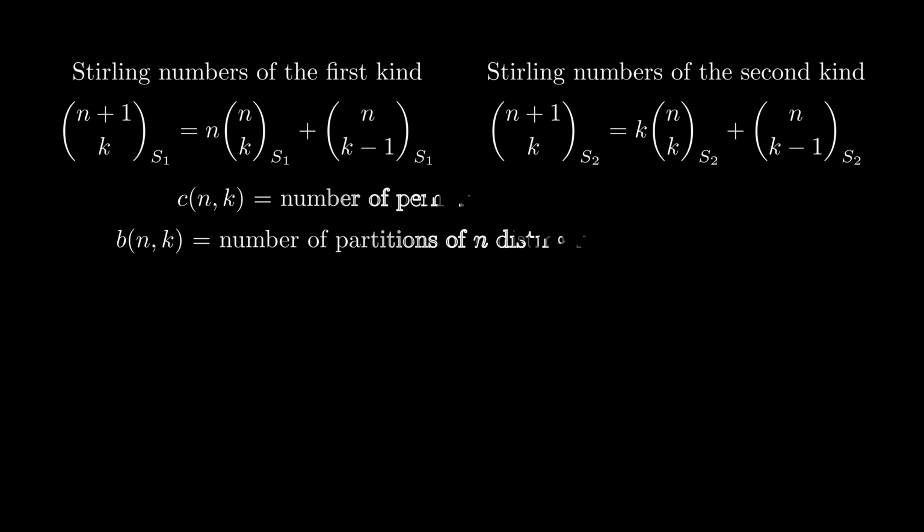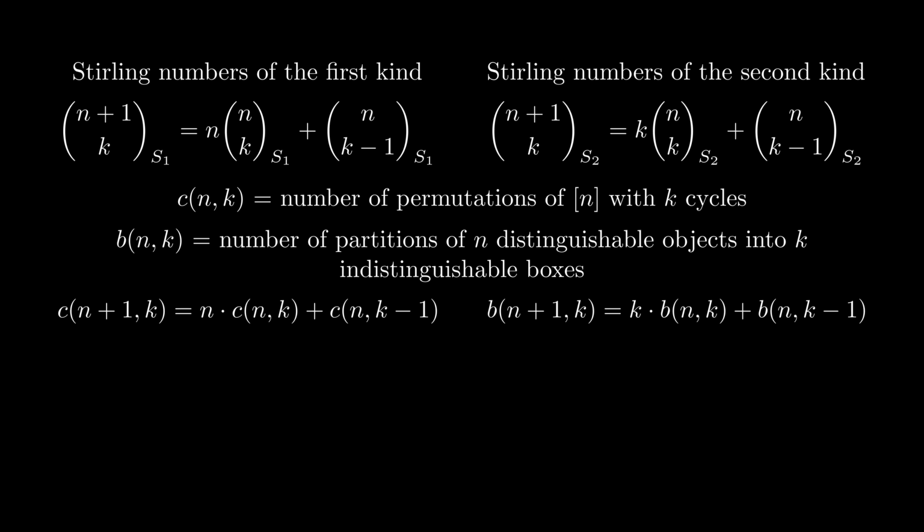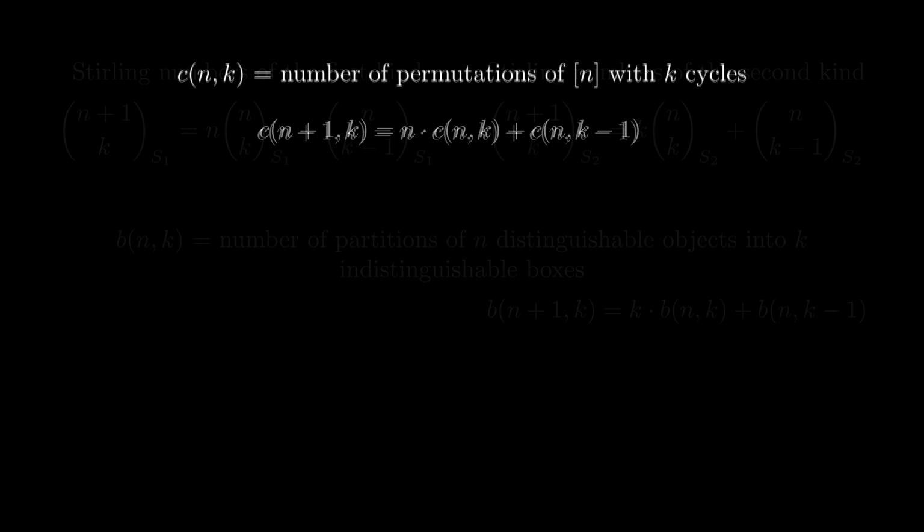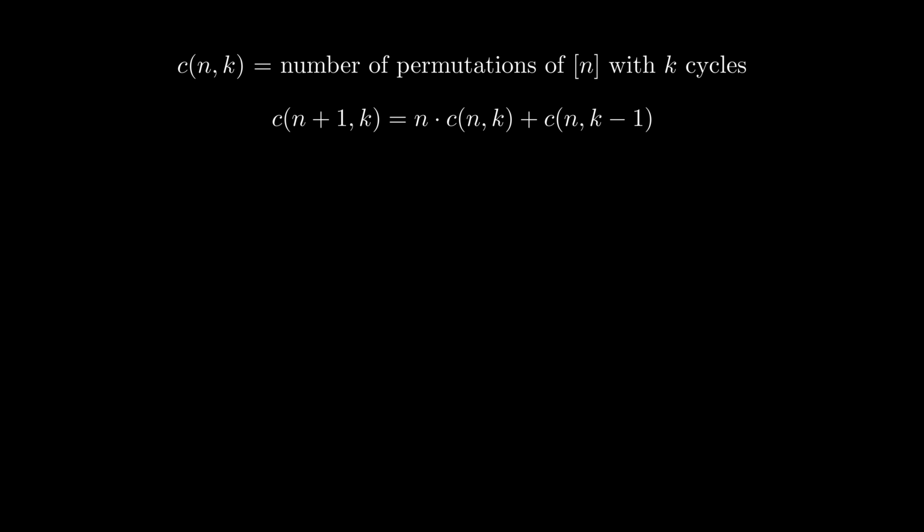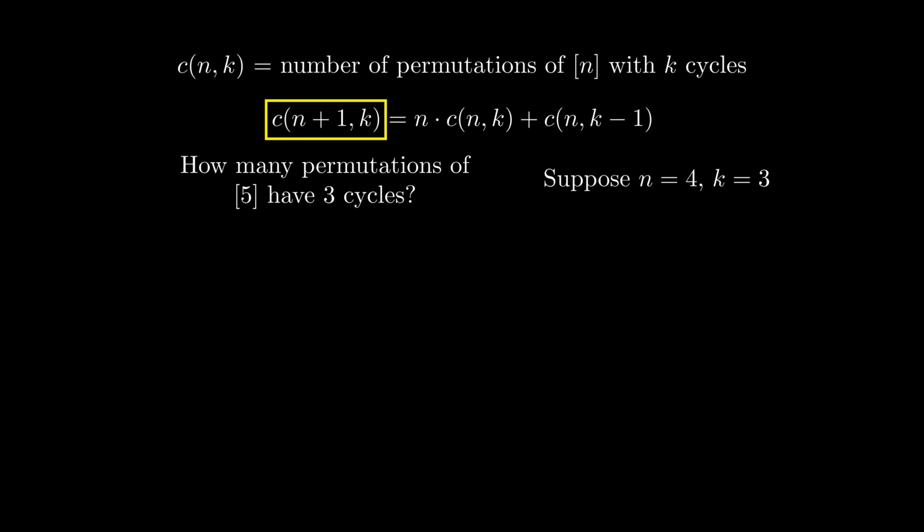Once again, here are the recurrence relations. Let's start with Stirling numbers of the first kind, which count permutations with a certain number of cycles. How many permutations of n plus 1 have k cycles? Let's look at an example where n equals 4 and k equals 3. On the left side, we want to count the number of permutations of 5 with 3 cycles.